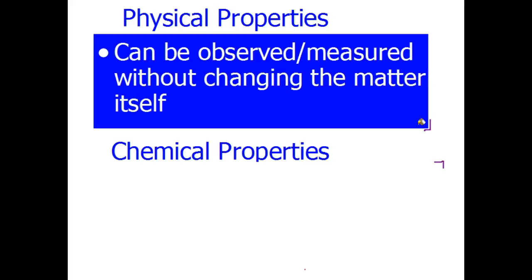For example, our scientist's notebook has the physical property that it has mass, and if we want to observe or measure its mass, all we have to do is put it on a balance and see how many grams or kilograms of matter it has in it. So we don't have to actually change the scientist's notebook to measure its mass.